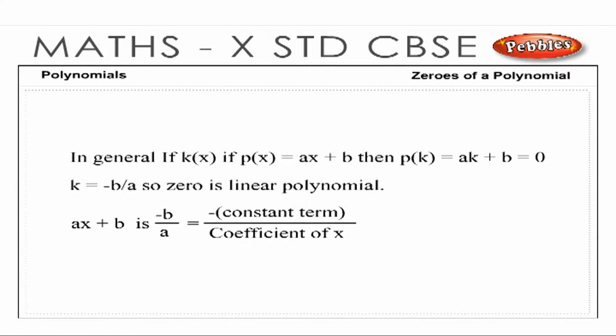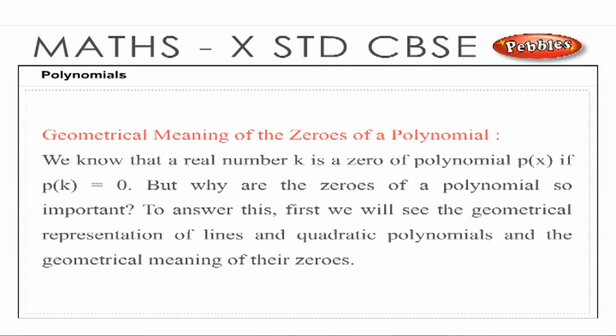In general, if p of x is equal to ax plus b, then p of k is equal to ak plus b is equal to 0. So k is equal to minus b by a. So, this is the zero of a linear polynomial.